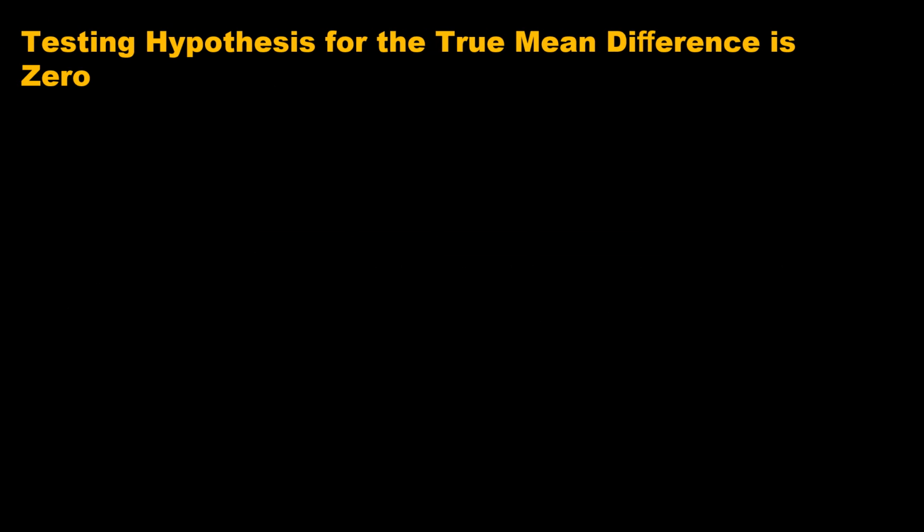Alright, what is the first step for the hypothesis? As usual, null and alternative hypothesis. Before we go to the null and alternative hypothesis, think about this. True mean difference is mu1 minus mu2. So, true mean difference is 0 means mu1 minus mu2 equals 0. That means mu d equals 0. Right?